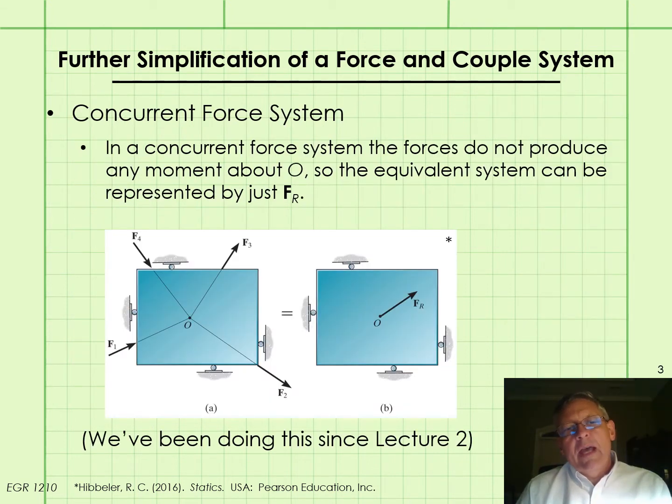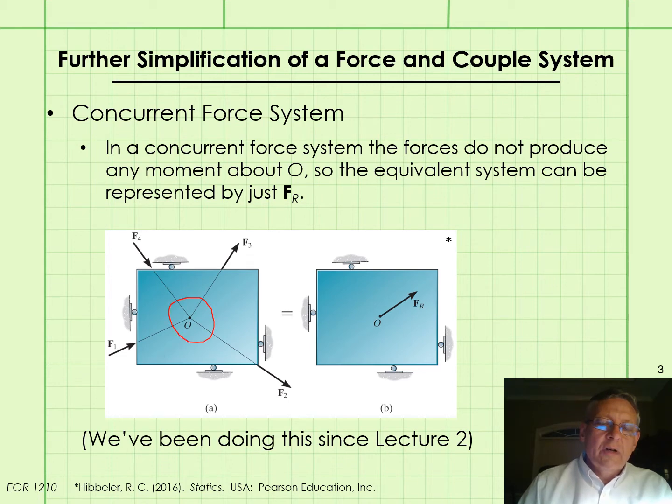The first case we're going to look at is where we have a concurrent force system. In a concurrent force system, the forces do not produce any moment about O, so the equivalent system can be represented by just the resultant of those forces, F sub r. When we say concurrent, we mean that the lines of action of each of the forces in the system all intersect at a common point. So we don't need to move anything to that common point and bring along their associated couple moments with them. So the equivalent system is just the force resultant F sub r with no moment in the equivalent system.